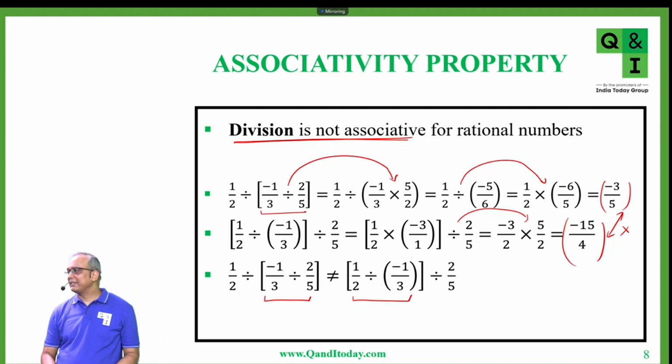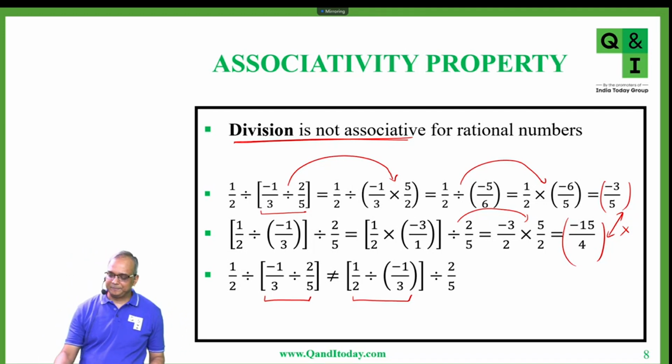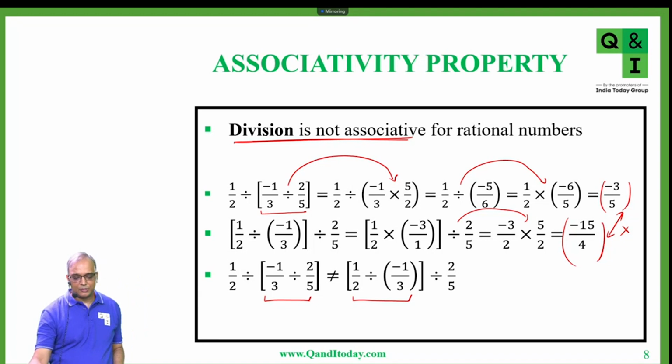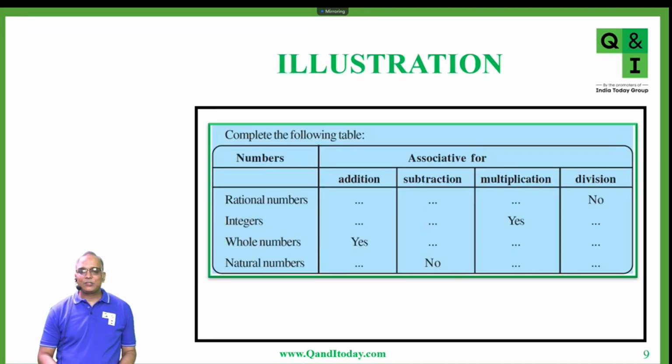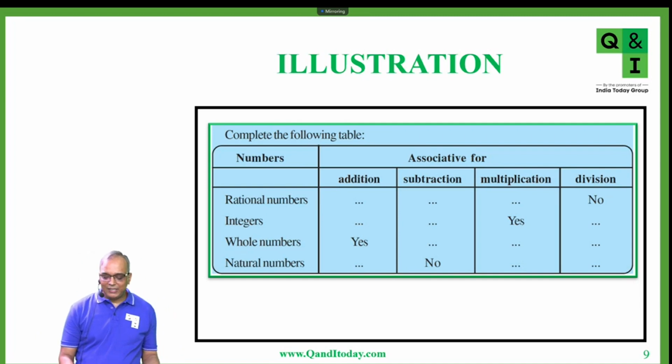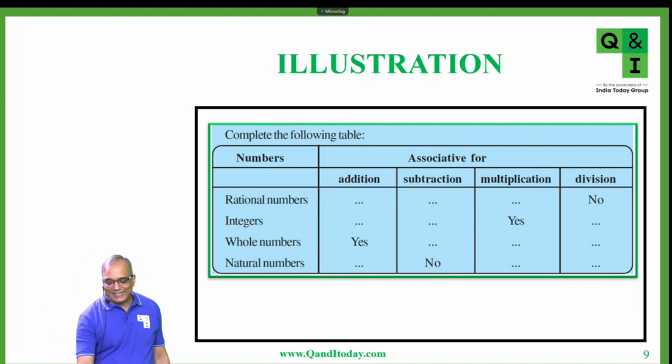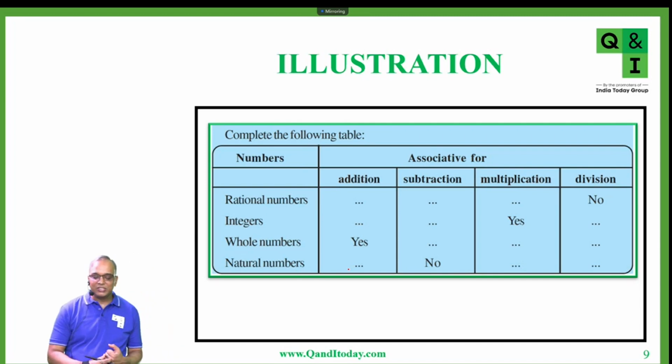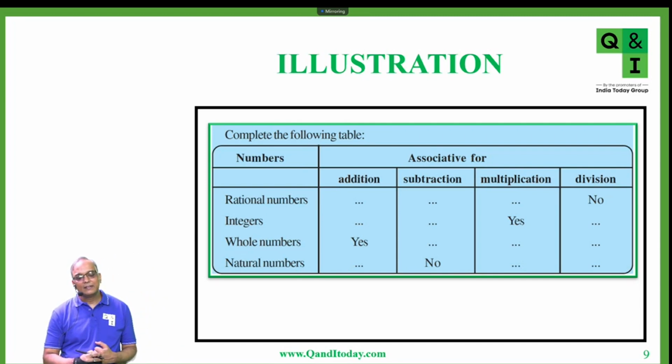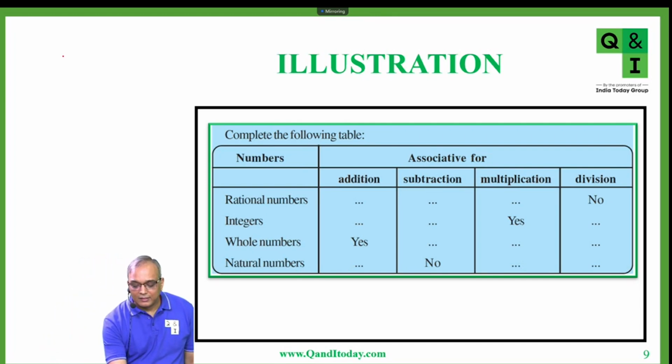Did everyone understand? Okay. Yes, sir. Good. Now let's quickly do this illustration. So students, we'll do it one by one. So let us check the addition. Natural number, is it associative for addition? Yes, sir.